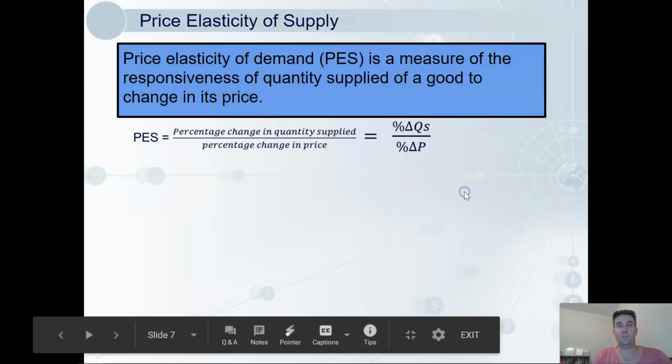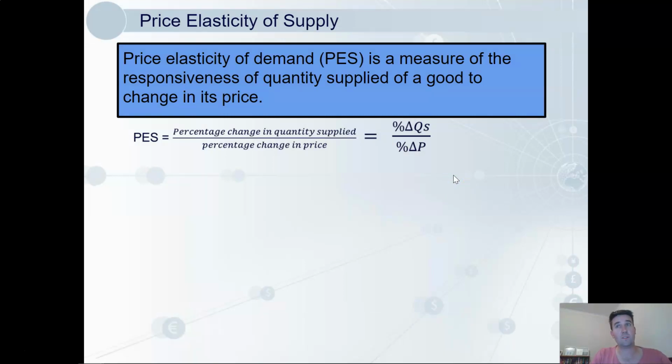Now we will move on to price elasticity of supply. This is a measure of the responsiveness of quantity supplied to a change in price. We're familiar with the law of supply that states that if price increases, quantity supplied increases, but by how much will it increase? And by how much will it decrease if price falls? The equation is similar to that of PED. Remember, you put Q before you put P.